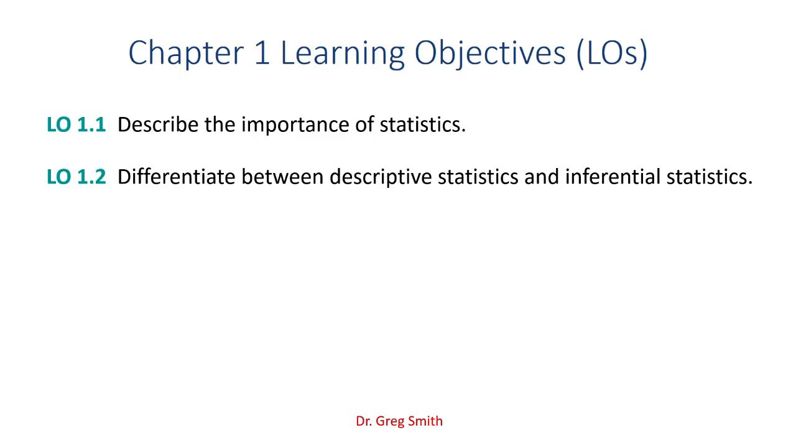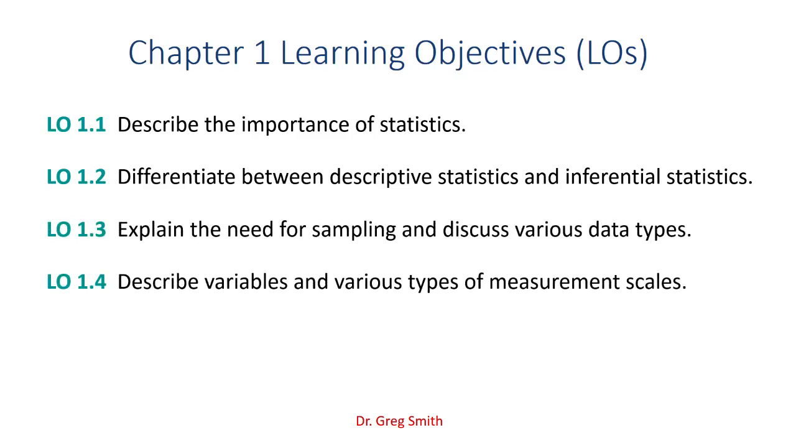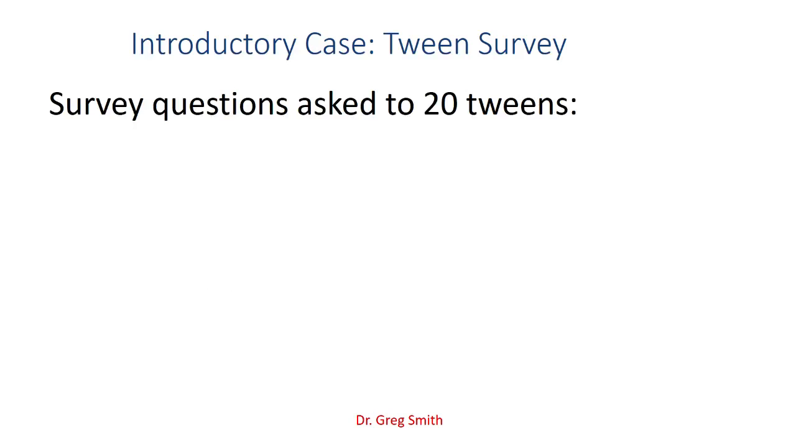Inferential meaning that we're going to be able to take a sample from a population, we'll get into that, and draw a statistic which comes from the sample that tries to tell a story about the population at large. We're going to look at the need for sampling and how there's different types of data out there, and then talk about variables, why they vary, and the types of scales that we play with.